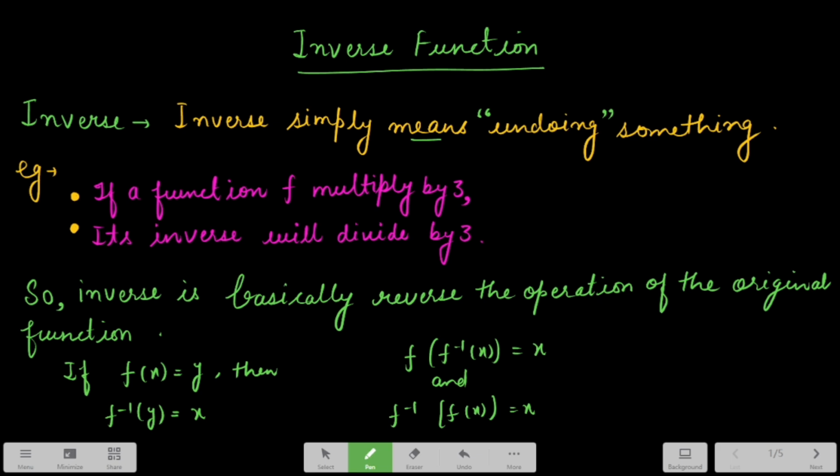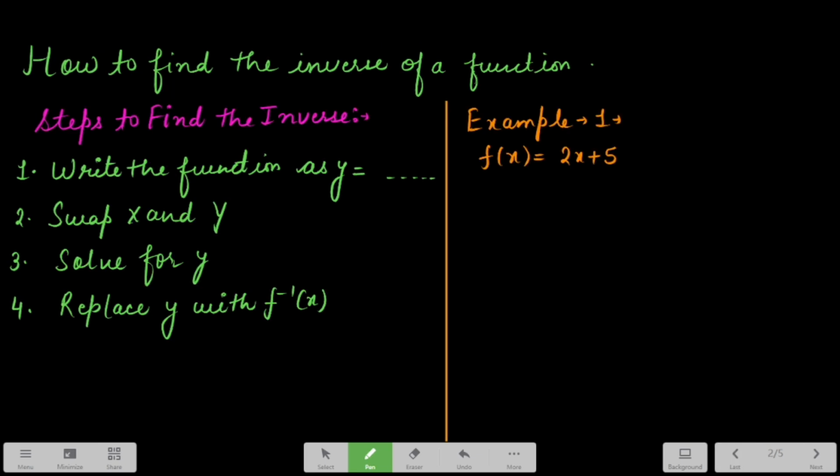Let's see how we can find the inverse of any function. To find the inverse of any function, we will follow some steps. First of all, write the function as y = f(x). Then swap x and y. Interchange x and y. In place of x, you will write y, and in place of y, you will write x. Third step is solve for y. And fourth is replace y with f inverse(x).